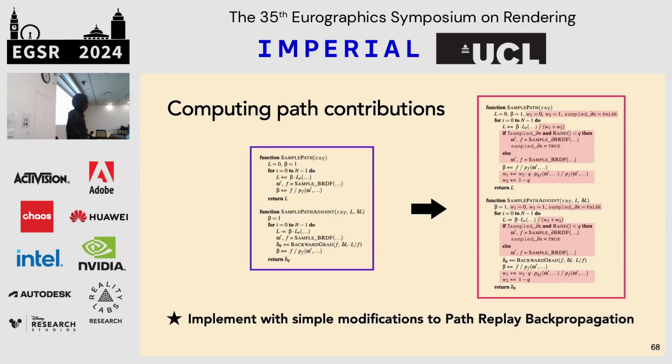And lastly, we can implement our path sampling method by making some simple modifications to the existing path replay backpropagation algorithm, which lets us maintain linear time complexity and constant memory costs. And the highlighted changes here involve deciding whether to sample from the BRDF or its derivative and accumulating the MIS weight along the path.